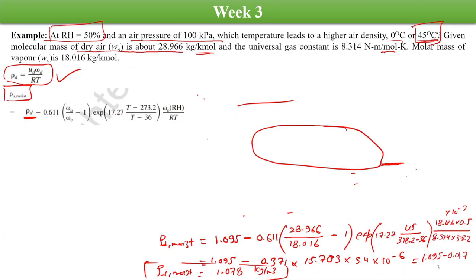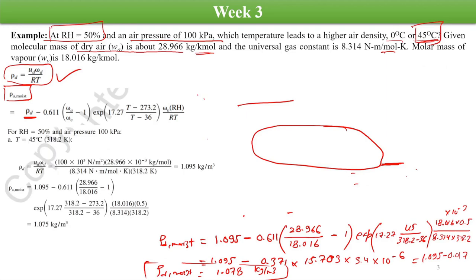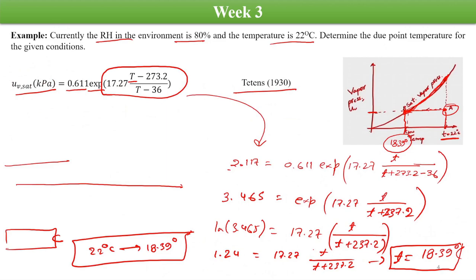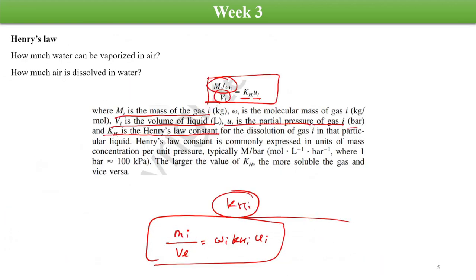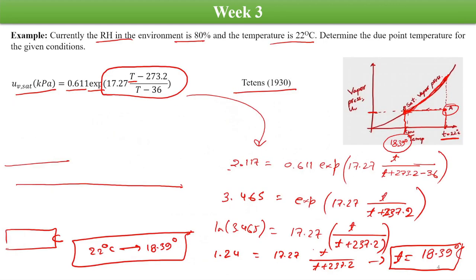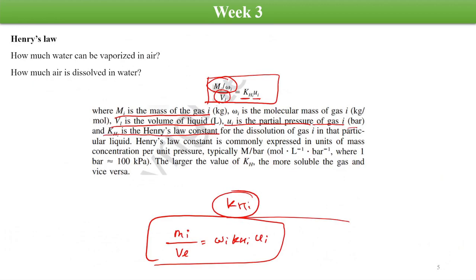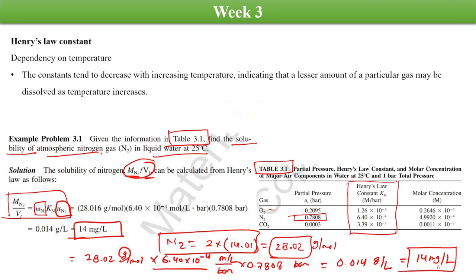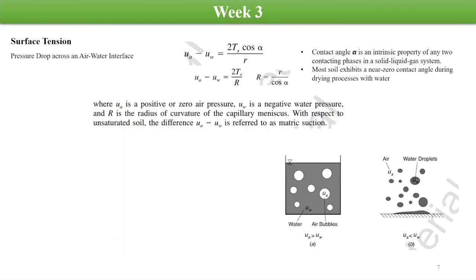So till now we have solved numericals on the direct shear test. Then we moved on to a numerical to determine the moisture unit. Here we are dealing with how much water can be vaporized in the air. Then we dealt with the determination of dew point temperature. And then we discussed the Henry's law constant, that is, how much air is dissolved in water. Now we move on to the concept of surface tension.